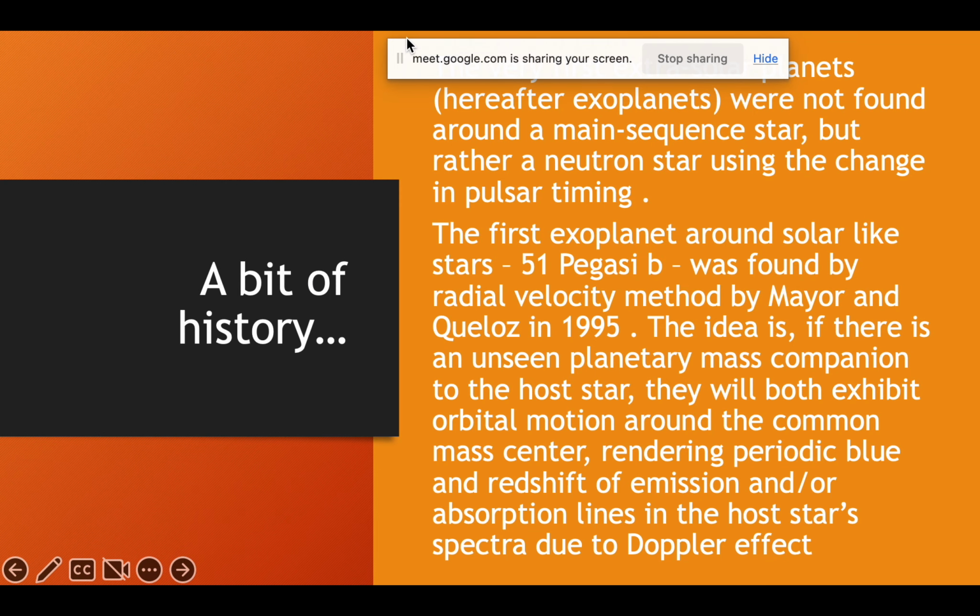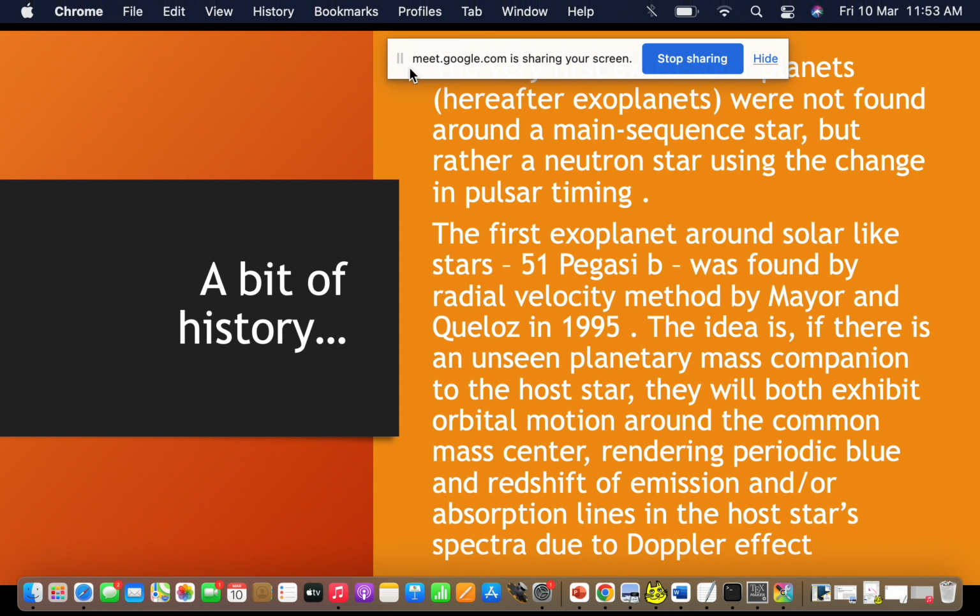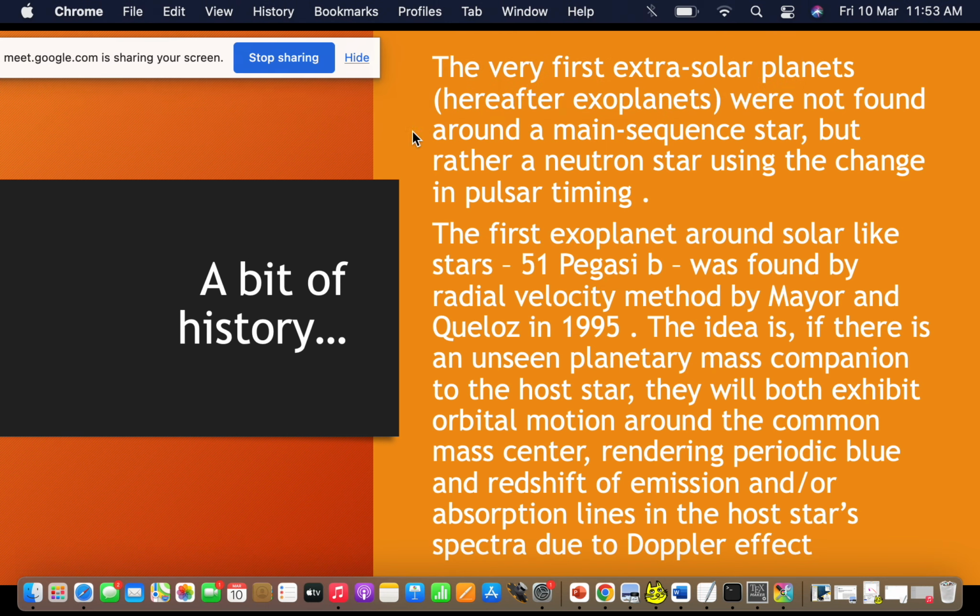So initially, the first discovery of an exoplanet was made not around a main sequence star, but around a neutron star, using the method called pulsar timing. There's a difference in the pulsar timing because of the presence of the planet. But the first exoplanet around a sun-like star was observed using 51 Peg.